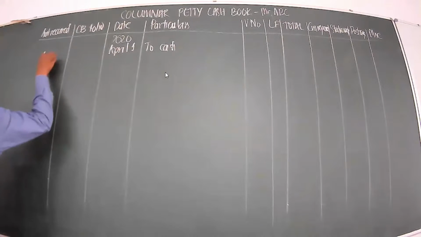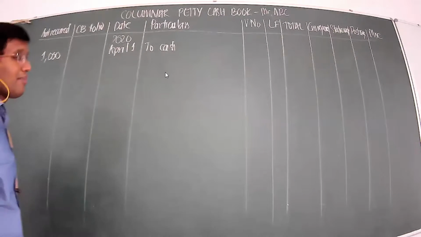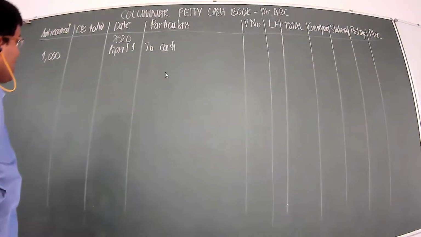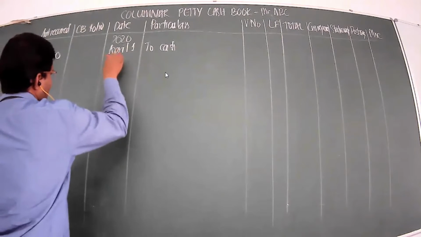Let's start off with the transaction April 1st, to cash, and the amount is rupees 1000. So this is the amount of money that you're receiving from your main cashier.